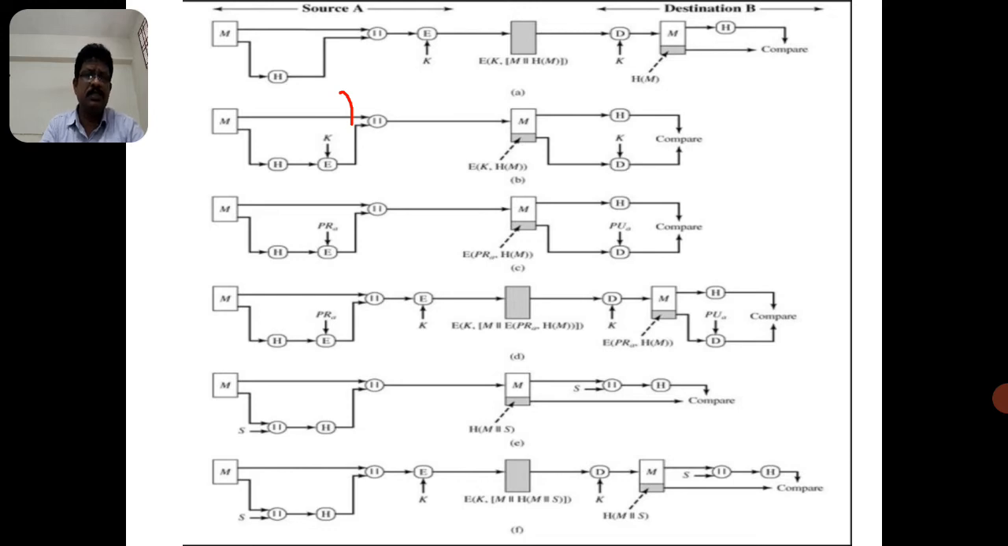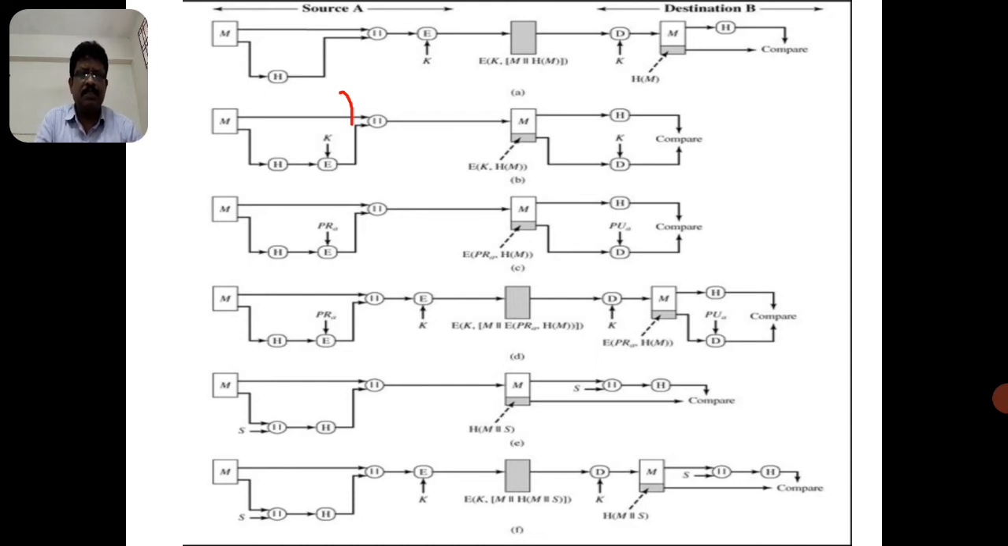Now that message is taken to the decryption with the same key K, and finally we get the H(M) message. Now we can apply the hash function to the M message, and if both H(M) messages are equal, then it produces its authenticator. So I observed these H(M) messages; if both sides are equal, then it produces its authenticator.